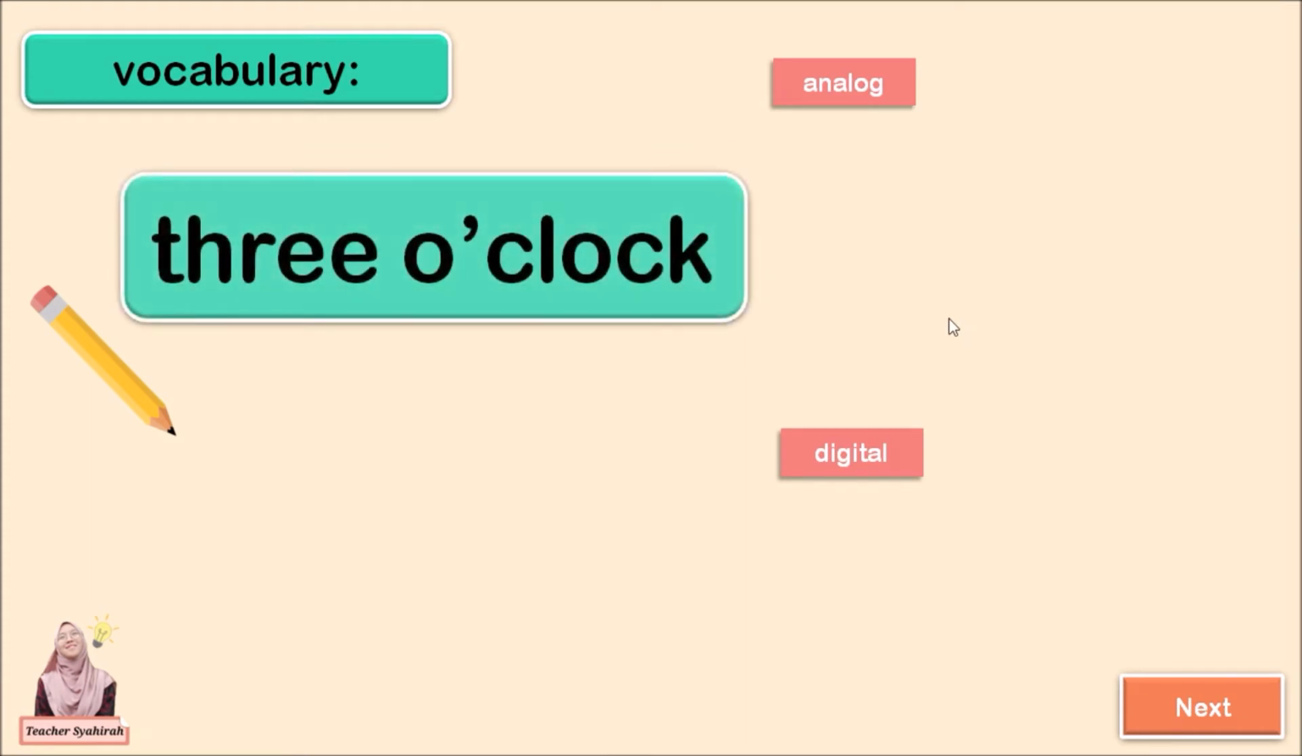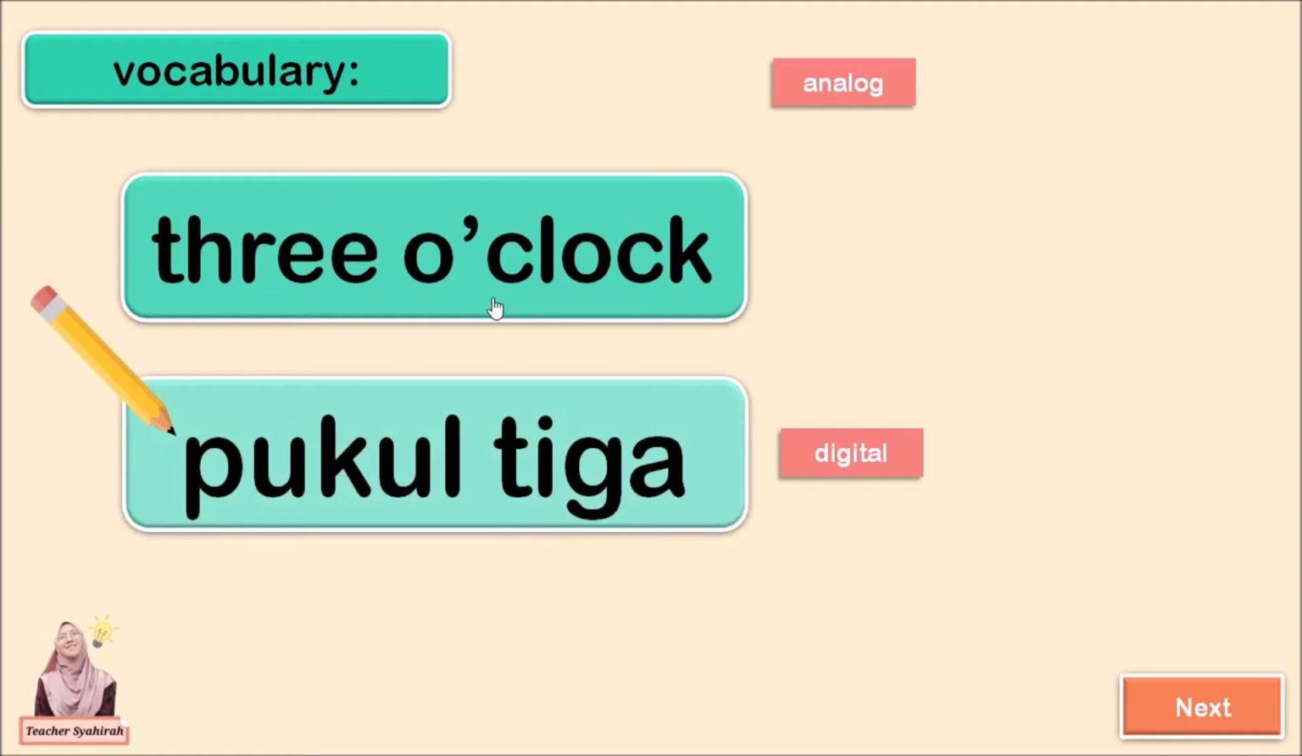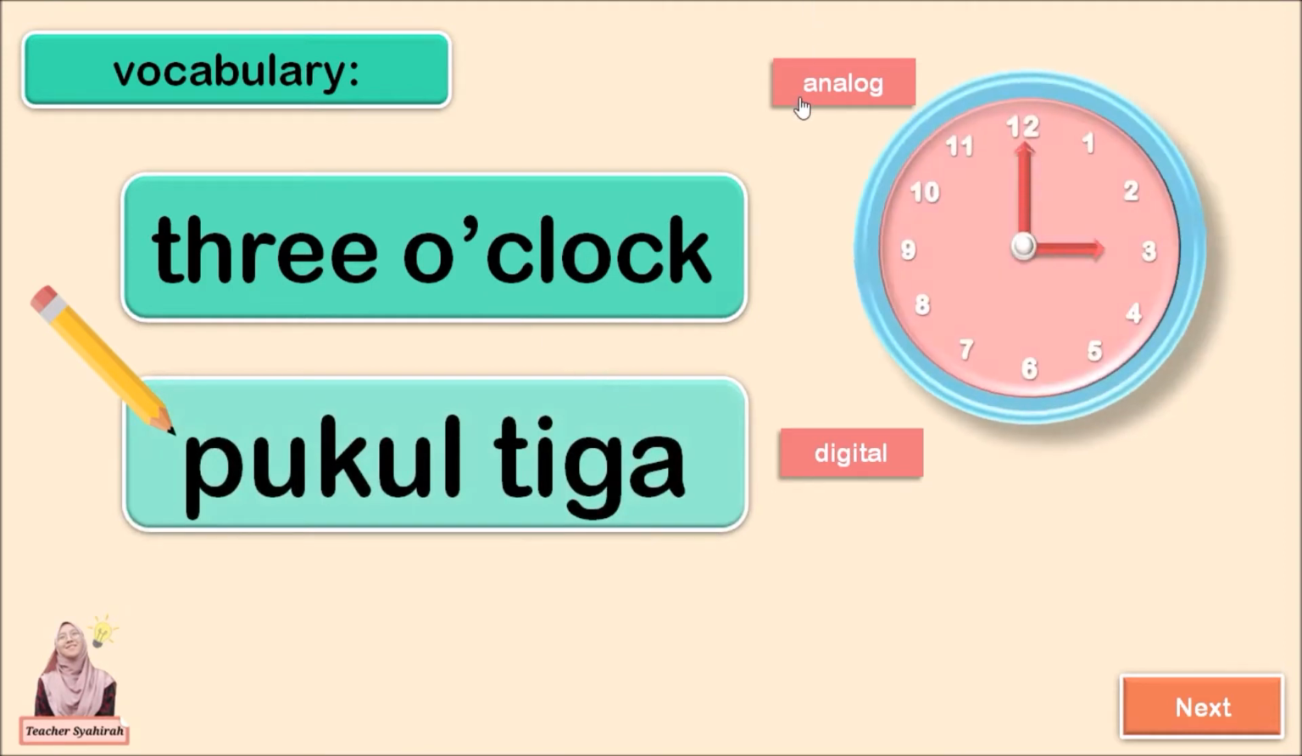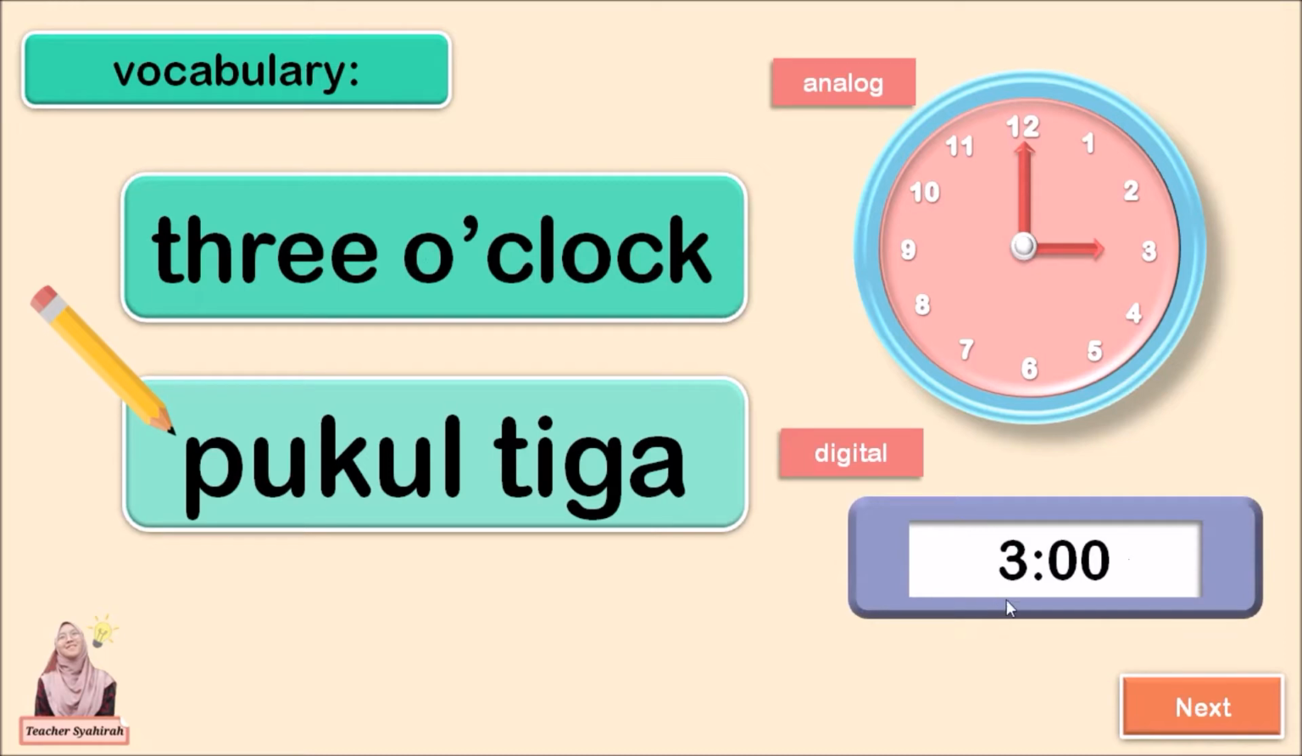The first vocabulary is 3 o'clock. Read it with me. 3 o'clock. 3 o'clock means pukul 3. Now let's look at the analog clock. So this is analog clock. Now, look at the shorter arm. The shorter hand shows at 3, and then the longer hand shows at 12. So, this means it's 3 o'clock. Or the digital one shows like this.